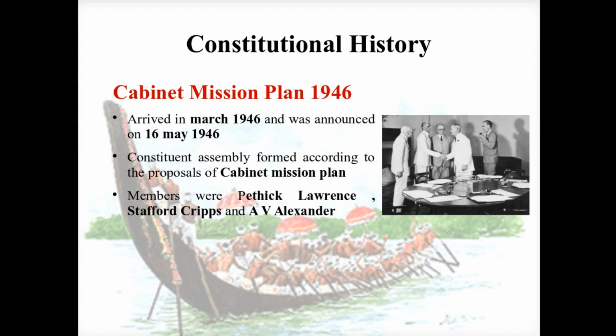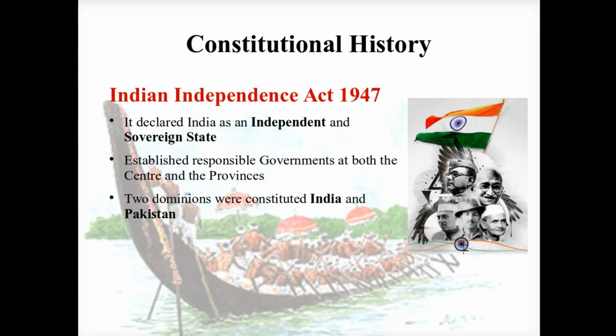Finally, in 1947, after a long struggle, the Indian Independence Act was passed. It declared India as an independent and sovereign state. It established responsible governments at both the centre and the provinces. 2 dominions were constituted, India and Pakistan. With this, friends, we conclude the acts that led to the making of the Constitution and the independence of India.